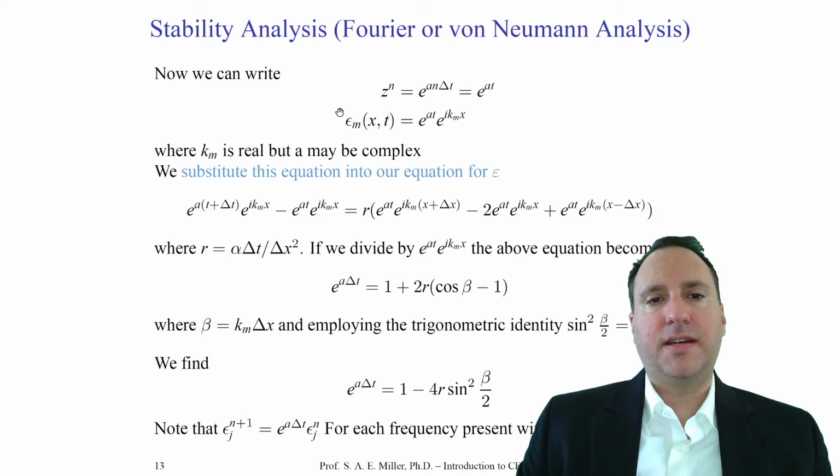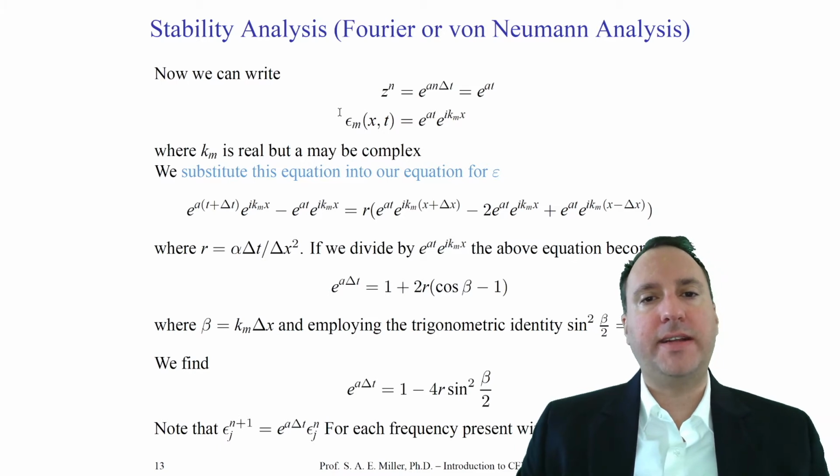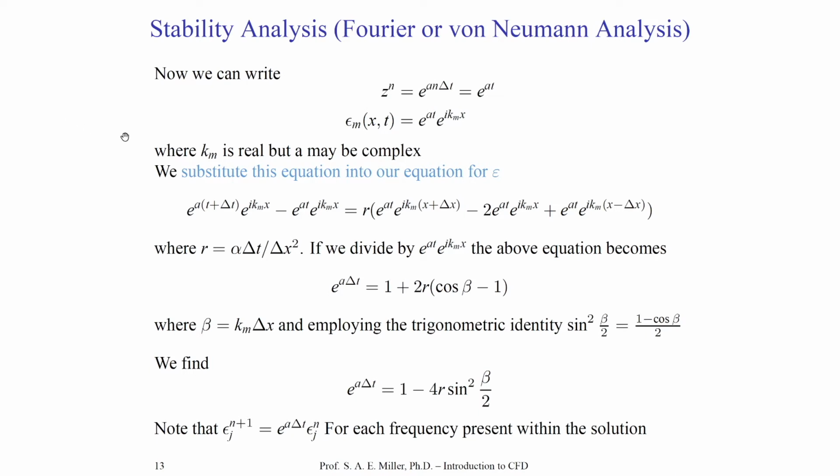We can then rewrite this into our particular error at mode m for epsilon. We'll have e to the a t, e to the i k_m x. Here, k_m is a real quantity, but it could be complex, which would not be uncommon. We then substitute this equation into our relation for epsilon. We will then have e to the a (t plus delta t), e to the i k_m x minus e to the a t, e to the i k_m x equals this right-hand side involving r, which we'll define as alpha delta t over delta x squared. That should look familiar to you from the original discretization.